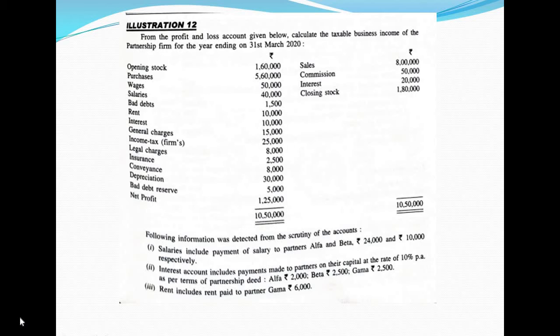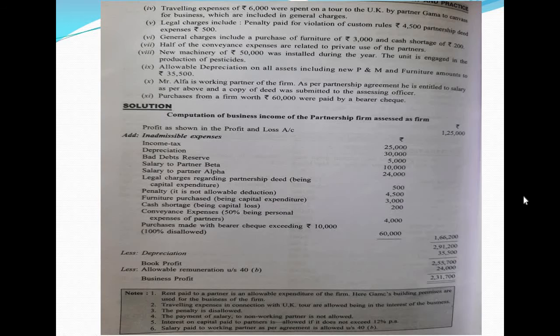Now again, if we move on to the next item, interest, and look at adjustment number 2, it says that interest accounts include payment made to partners on their capital at the rate of 10% per annum. So any interest on capital paid which does not exceed 12% per annum will be an allowable expense. So this rate of interest on capital here is 10% per annum, so it's still under 12%, so it will be an allowable expense. Now, if you look at adjustment number 4, it says traveling expenses of rupees 6,000 were spent on a tour to the UK by partner Gamma to canvass for business, which are included in general expenses. Since the traveling expenses are for business purpose, it will be an allowable expense.